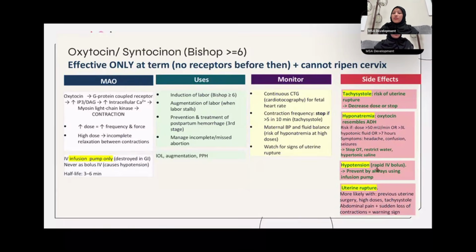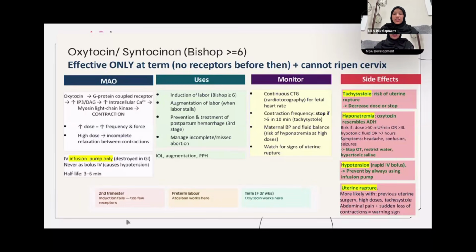Now, if you give rapid IV, remember it can cause hypotension. So don't give that. Prevent this by always using an infusion pump. And then uterine rupture due to tachysystole, they can have sudden loss of contraction, abdominal pain. Try to stop oxytocin if that happens or if there are warning signs.